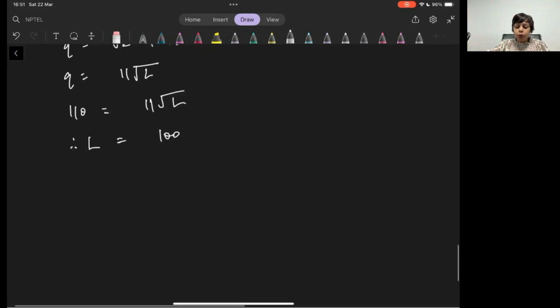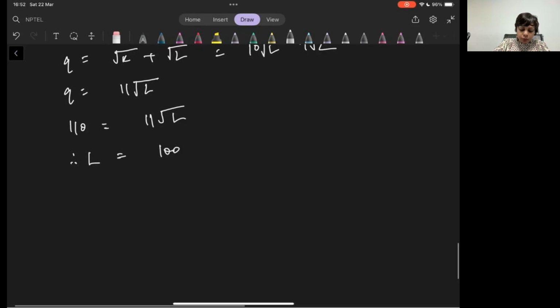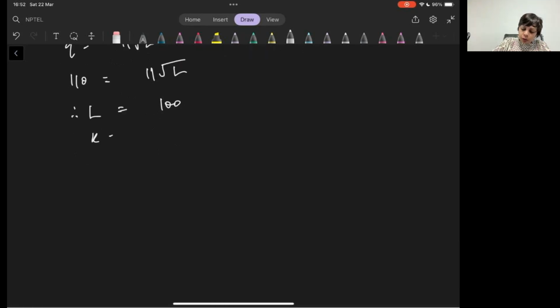And if you want, you can compute K also in this way. Root K is equal to 10 into root L, or K is equal to 100 into L. That is 100 into 100, which is 10,000. And K comes out to be 10,000. I'm just writing it, even though it's not asked in the question. But this is how you generally approach cost minimization questions.